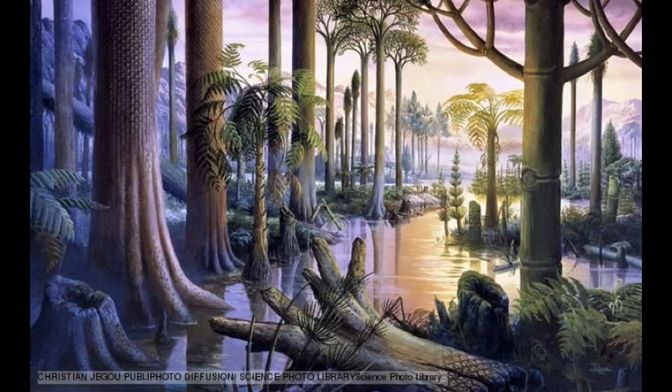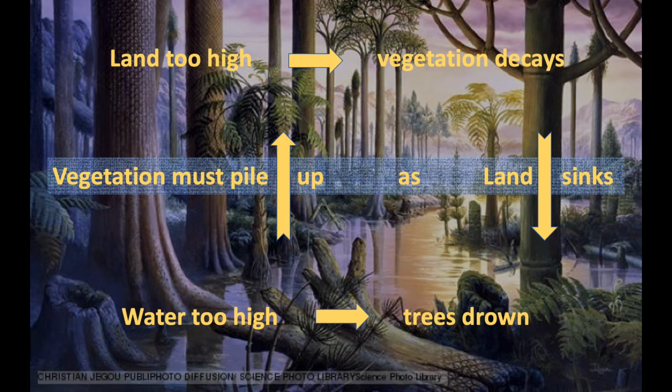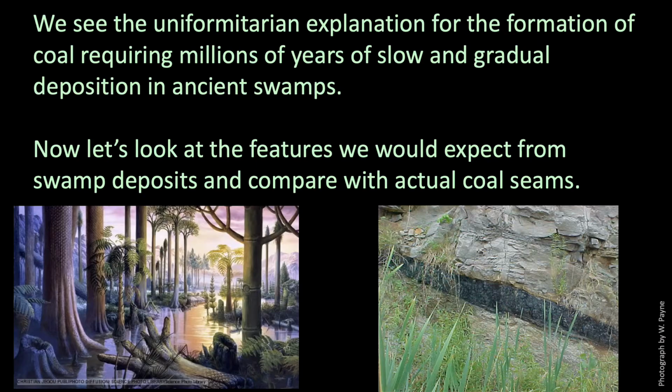So here's another swamp, and vegetation will die and pile up, but if it gets too high, then the vegetation decays. So we have to have the land sink as the vegetation piles up. If the land sinks too fast, the trees drown, and so we don't have a coal deposit or vegetation deposit there either. It's got to be in perfect balance. We see the uniformitarian explanation requiring millions of years of slow and gradual deposition in ancient swamps. So here's the ancient swamp that's hypothesized, and here's the coal seam that we see today.